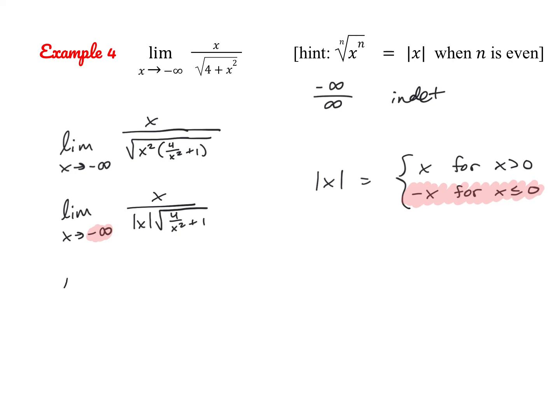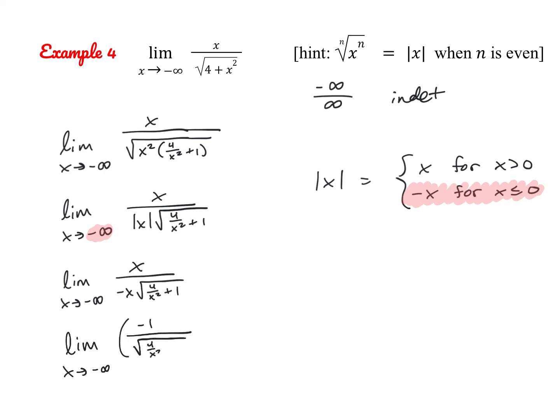So we can rewrite this limit as the limit as x approaches negative infinity of x over negative x times the square root of 4 over x squared plus 1. And then you can see that we can simplify. So this becomes the limit as x approaches negative infinity of negative 1 over the square root of 4 over x squared plus 1. I just moved the negative up to the numerator after simplifying out x.